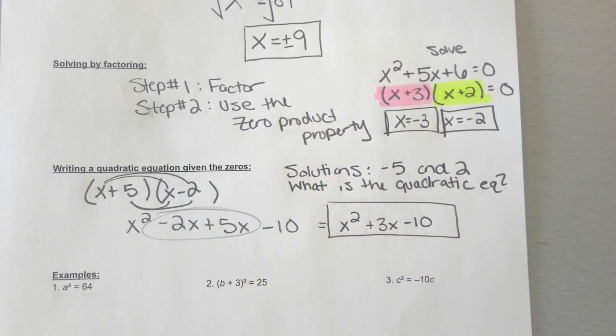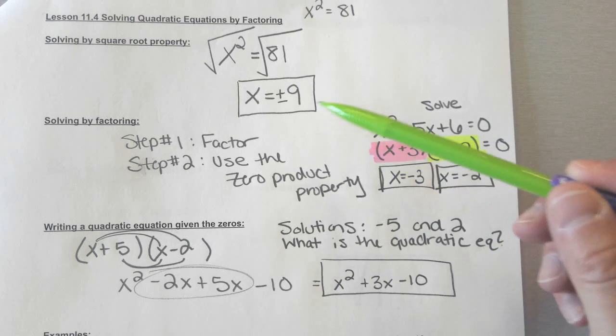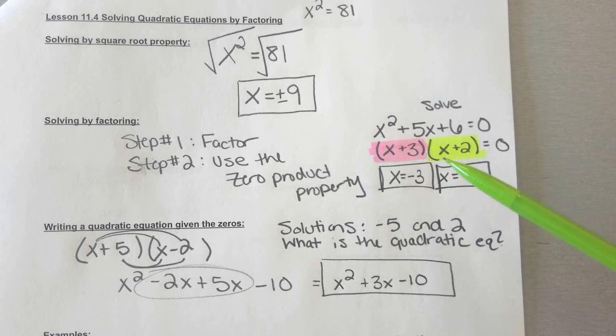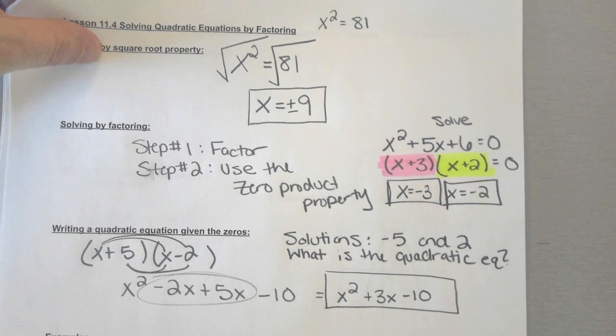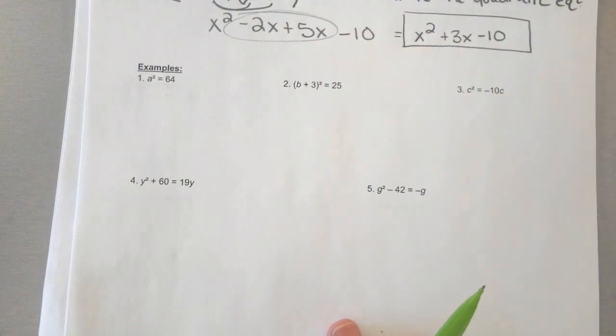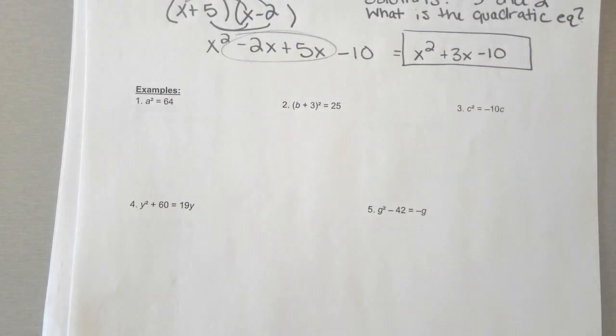Okay, so those are the 3 things we're going to be doing today. Nothing beyond that. You're going to either encounter problems where you have to square root to solve, where you have to factor to solve, or where you have to work backwards and figure out what was the problem that it came from. So let's do a couple more examples to make sure that when you get to the homework, it'll feel like, okay, I can do this.